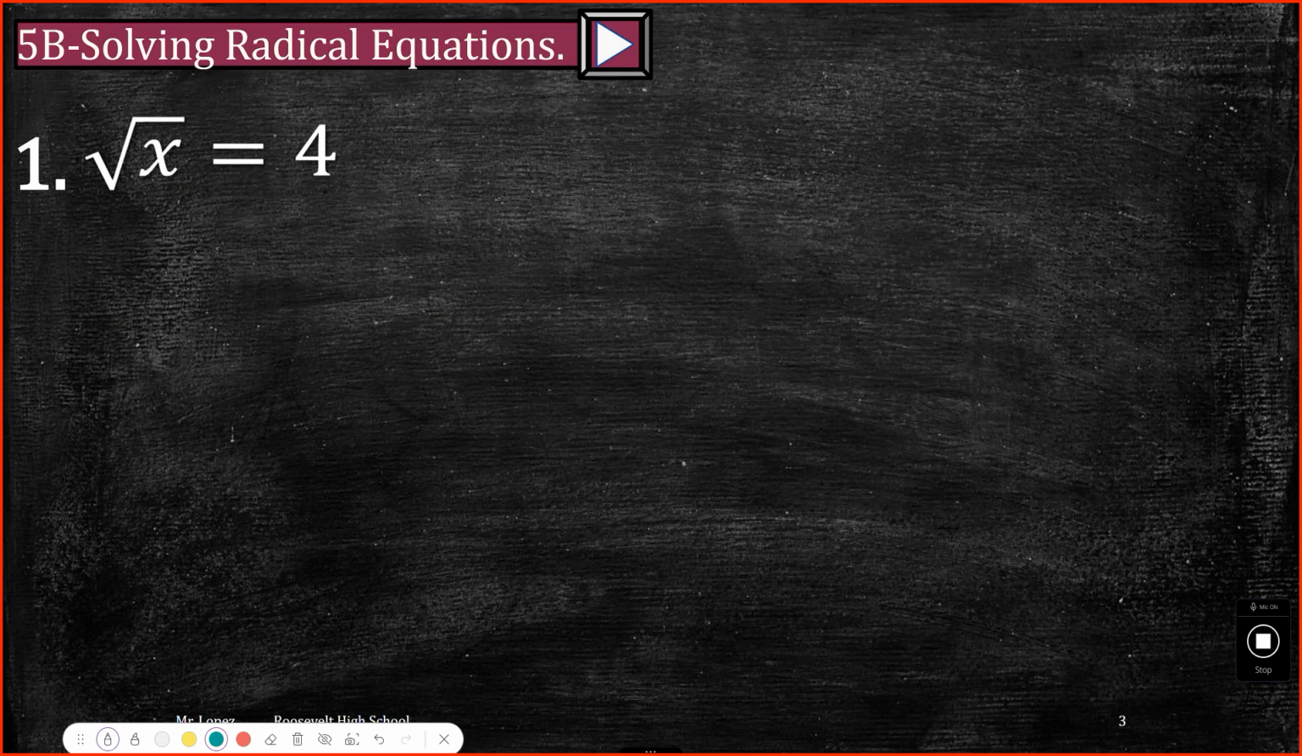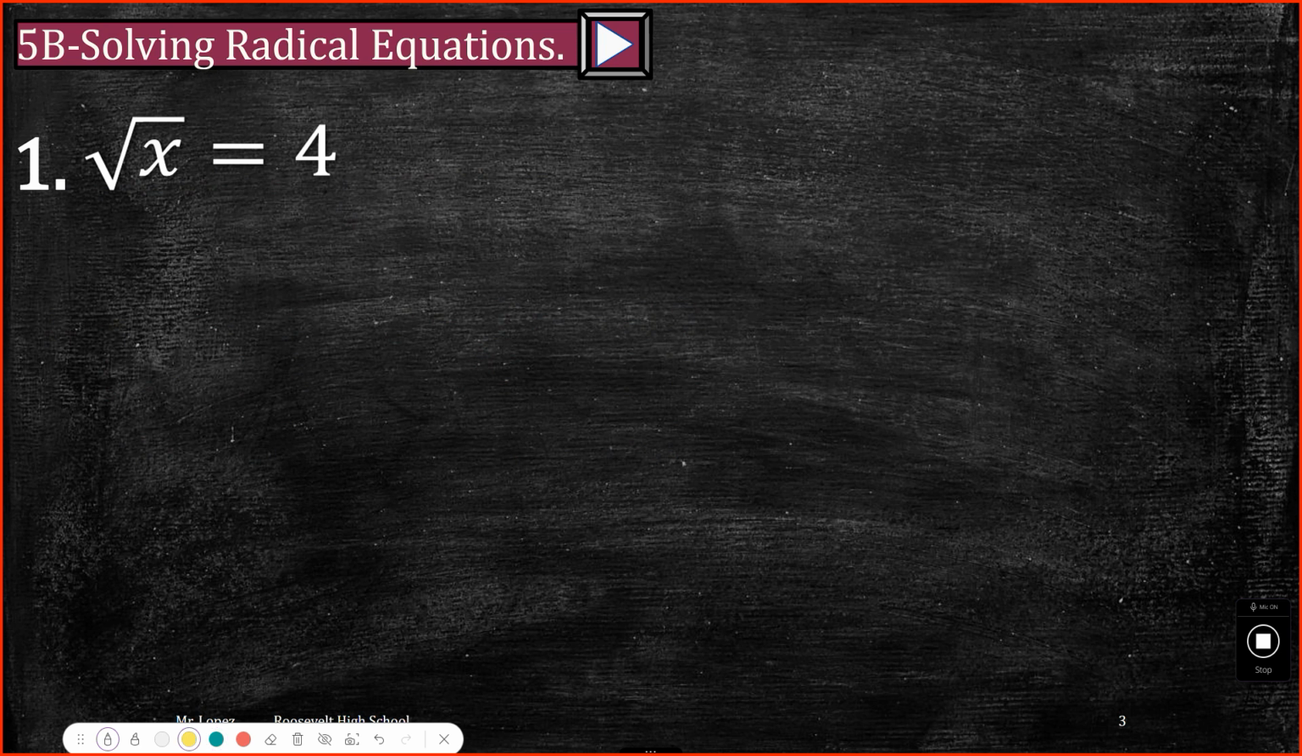All right, let's go to the lesson for today. So it's the same worksheet, 5B, solving radical equations. All right, let's get going. So this is going to be doing the opposite operation. So if you have the square root of x equal 4, in order to solve these radical equations, we're going to do the opposite operation, which is going to be what?